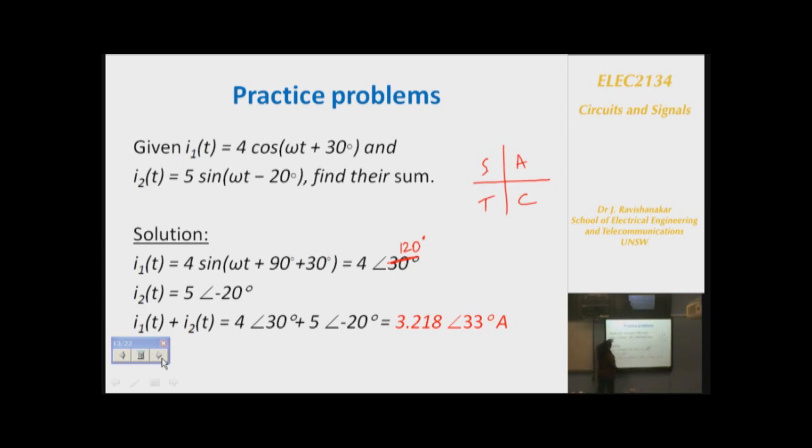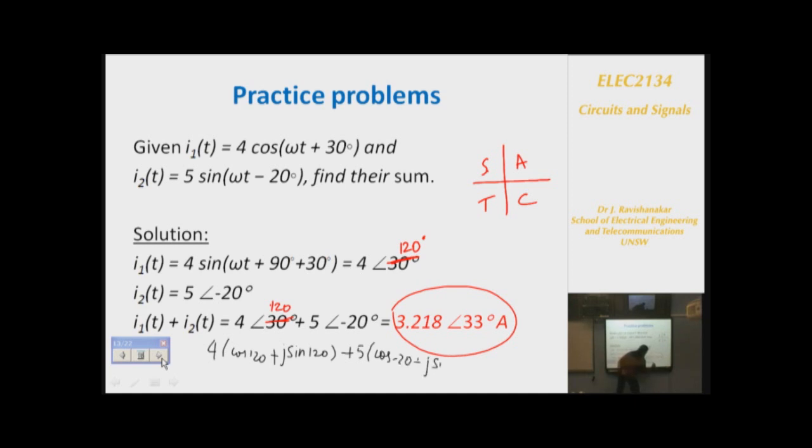And then here you have I2 of t directly given as a sine quantity. So it is 5, angle is minus 20. So 5 at an angle of minus 20. So when you add these two, 4 at an angle of 120 and 5 at an angle of minus 20, how do you get this value? You have to use the conversion. You cannot add the polar quantities directly. You have to convert them into rectangular quantities. So this will be 4 into cos 120 plus j sin 120 for this waveform, and for this one it will be 5 into cos minus 20 plus j sin minus 20.